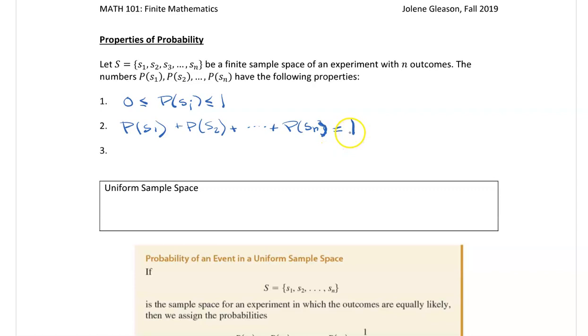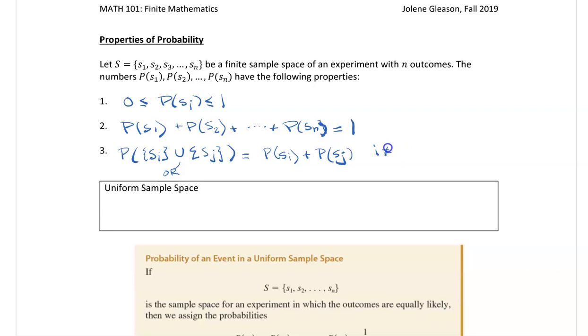Next property. These are kind of cryptic because they're written very mathematically, but the probability of S_i union S_j is just saying the probability of event i or event j, the probability of one of those two things happening. Remember, union is or. It is just the probabilities of those simple events, S_i and S_j, added together, where i is not equal to j, of course.